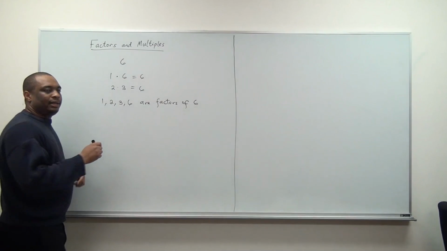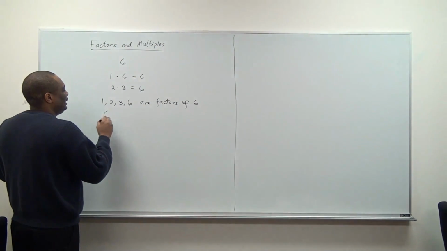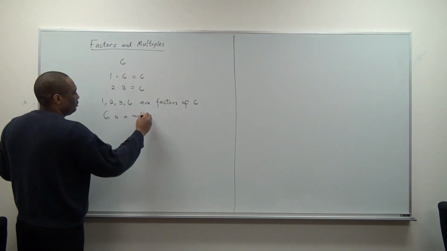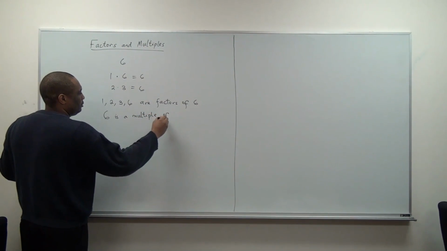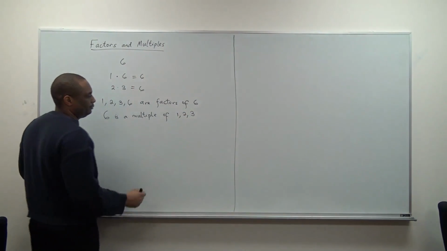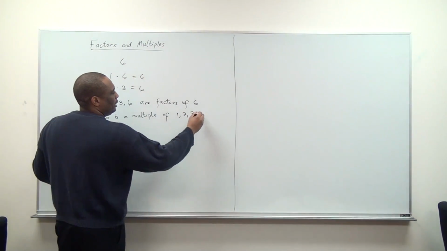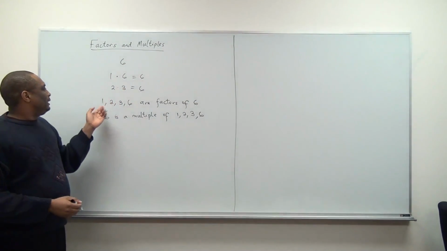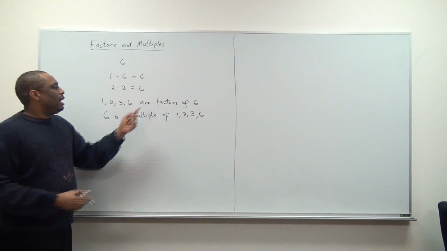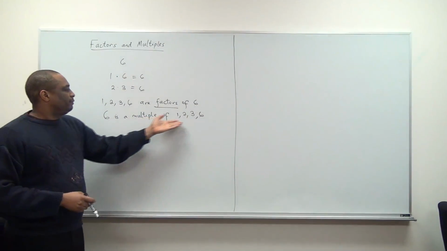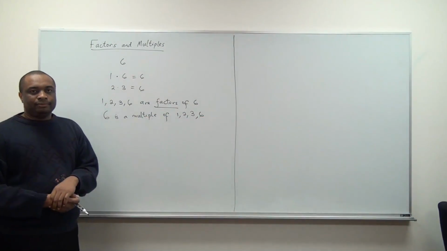But we now say that 6 is a multiple of 1, 2, and 3. So if you look at this, 1, 2, 3, 6 are factors of 6, while 6 is a multiple of 1, 2, 3, and 6.